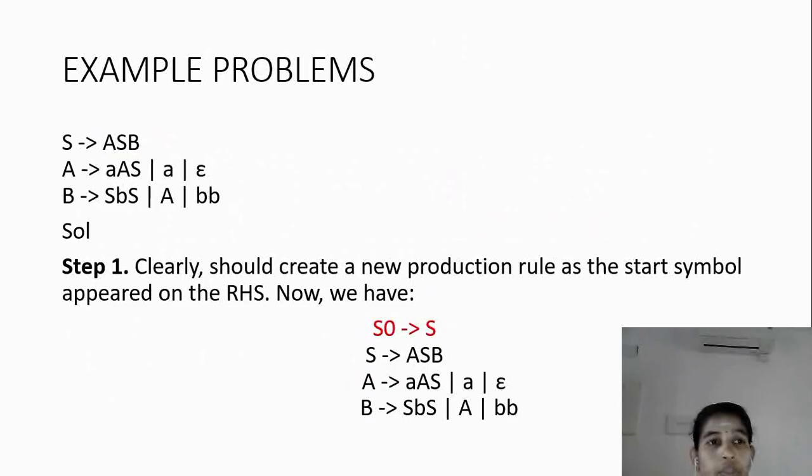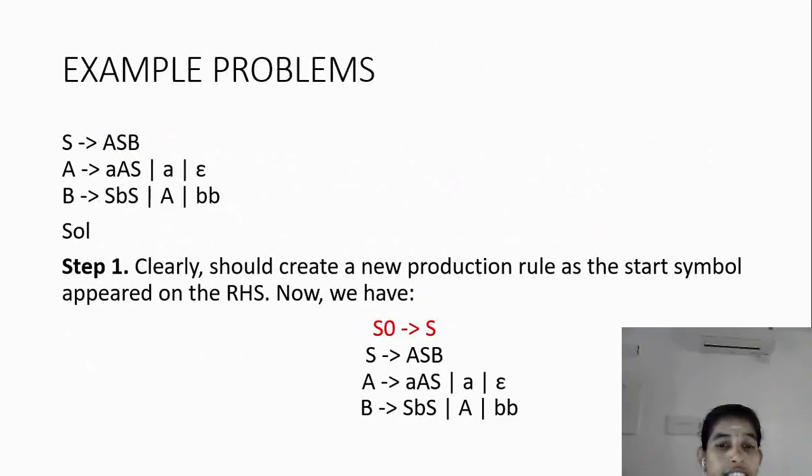So example, S tends to ASB, A tends to AAS or epsilon, B tends to SBS, ABB. So this is all your production rules of the context free grammar. Here listen, in S tends to ASB, there are 3 non-terminals. At the same time, epsilon production is also present here. So the production rules never follow the CNF rules. So now we go to convert this production rule with the CNF rules.